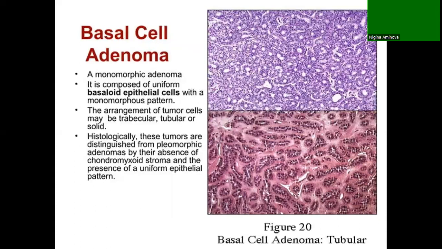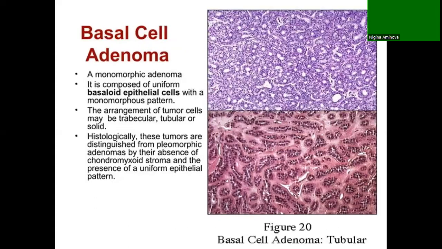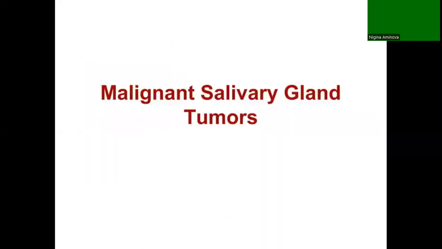Basal cell adenoma. This is the first type, and monomorphic adenoma is another name for basal cell adenoma. It is composed of uniform basaloid epithelial cells with a monomorphous pattern. The arrangement of tumor cells may be trabecular, tubular, or solid. So let's talk about malignant salivary gland tumors.